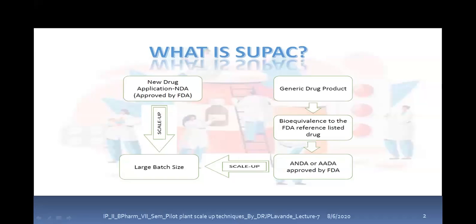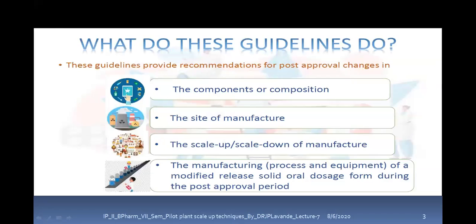The same is the case with the generic drug product, which will undergo bioequivalence studies to the FDA reference listed drugs. Then it is for the ANDA, the abbreviated new drug application, and the abbreviated antibiotic drug application. Once these get approval, they will be subjected to the scale-up process in order to produce large batch manufacturing. So what do these guidelines do? These guidelines provide the recommendations for the process of post-approval changes.